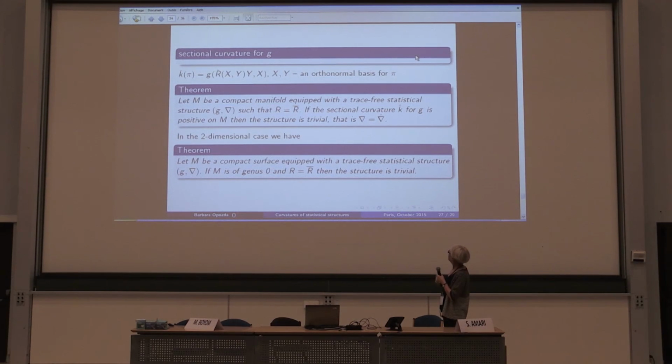Let M be a compact manifold equipped with a trace-free statistical structure such that R is equal to R bar. If the sectional curvature K hat for G is positive on M, then the structure must be trivial. In the two-dimensional case, we have better results. For instance, let M be a compact surface equipped with a trace-free statistical structure. If the genus of M is 0 and R is equal to R bar, then the structure must be trivial. And so these are examples of theorems.